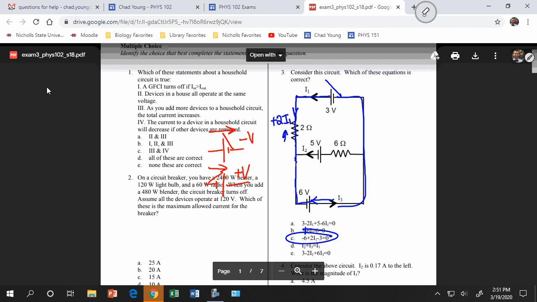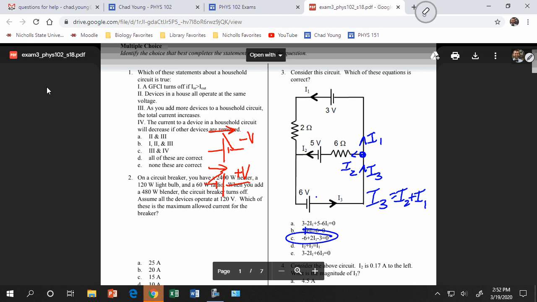Let's go ahead and just look at the others. My I2 plus I3 equals I1. I just want to pick a junction. I have I1 going out, I2 going out, and I3 going in. So I3 is equal to I2 plus I1. Oh, that's not what it says. It says I2 plus I3 is equal to I1. So D is not right.